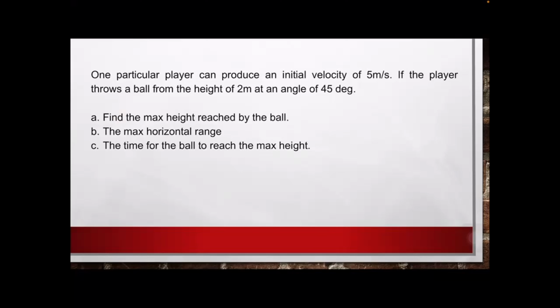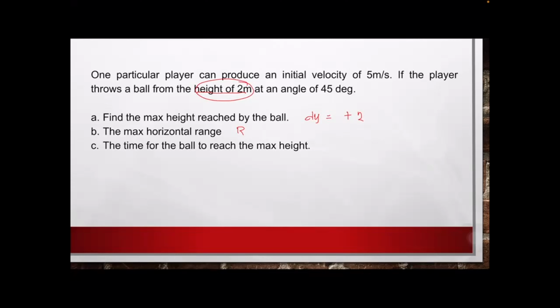So, nakalagay dito is find the maximum height. Ito yung dy. Now, meron ka ditong 2. Ano gagawin mo kay 2 kung kukunin mo yung dy? What you're going to do is, kung ano yung sagot mo dito, pa-plus mo lang siya ng 2. Kasi meron ka ng 2 dito from the height of 2. Next, the angle is 45. So, this is theta 45. The next is we have here the maximum range. This is r. The time for the ball to reach the maximum height. Ang tinatanong lang dito is the maximum height.